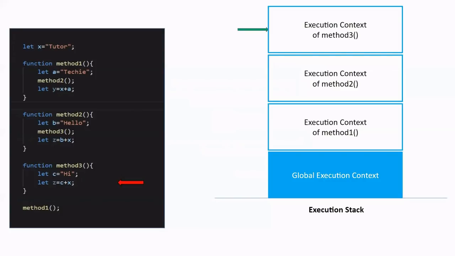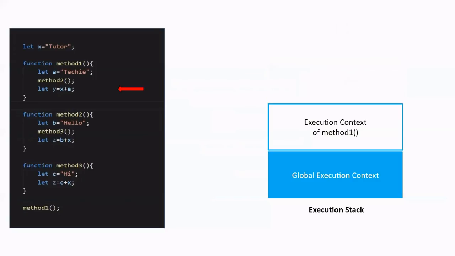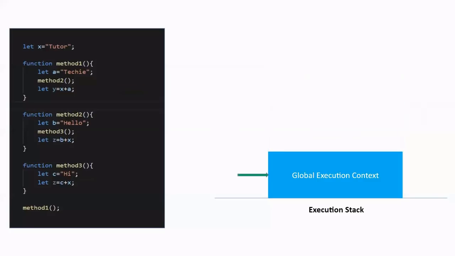Now over here, method 3 gets executed and it gets completed. So that execution context will get removed from the execution stack. Now it will go to let that equal b plus x. Now at this line, method 2 gets completed. So again, it will be removed from the execution stack, and then method 1 gets completed. It will be removed from the execution stack. So this is how the JavaScript engine works, how it parses the code, and how the flow of execution works in the JavaScript engine. Now let's dive deeper into execution context.